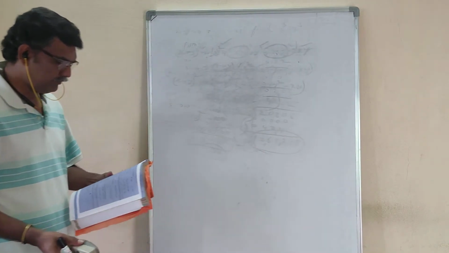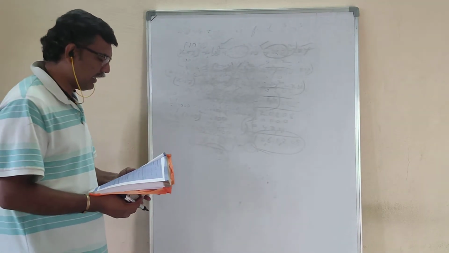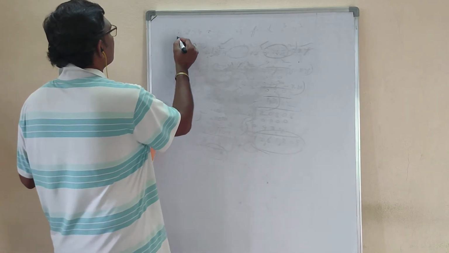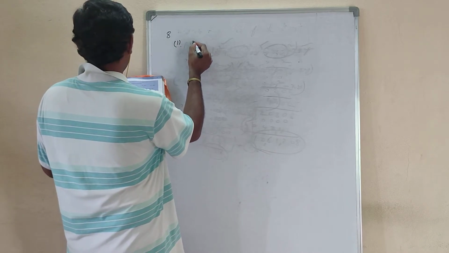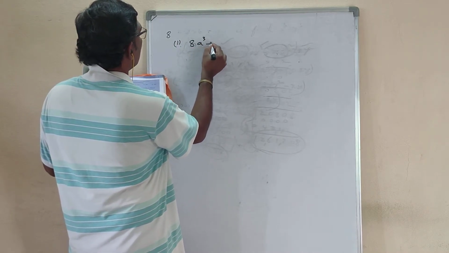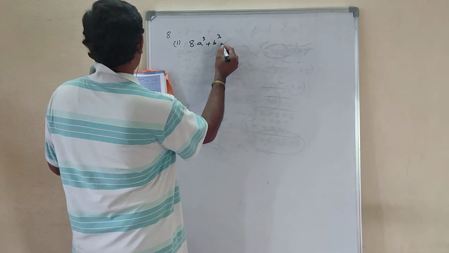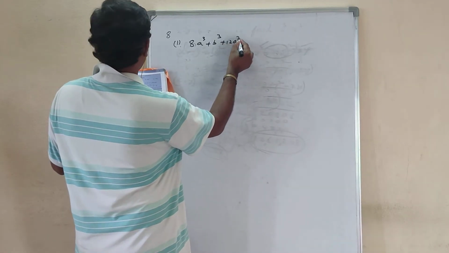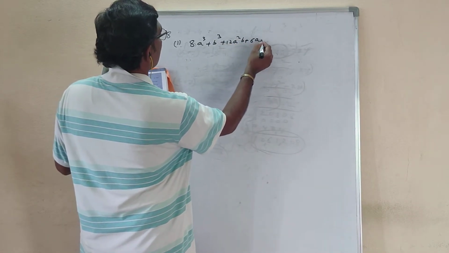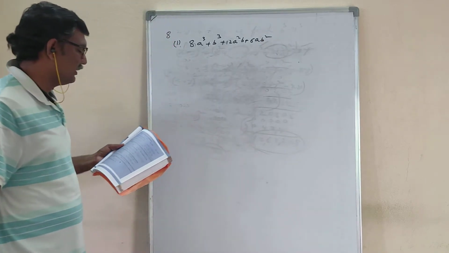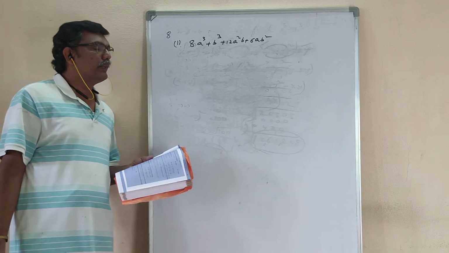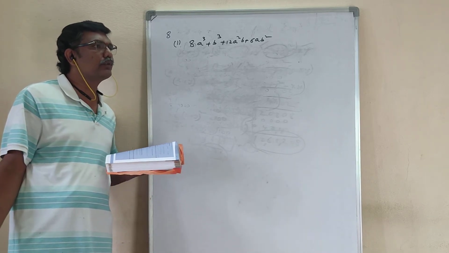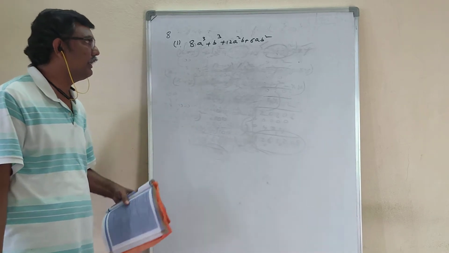See what is the next problem? Factorize. It is question 8. First question: 8a cube plus b cube plus 12a square b plus 6ab square. They have given like this and we have to do factorization. So first what formula we have to use? You should know about it.